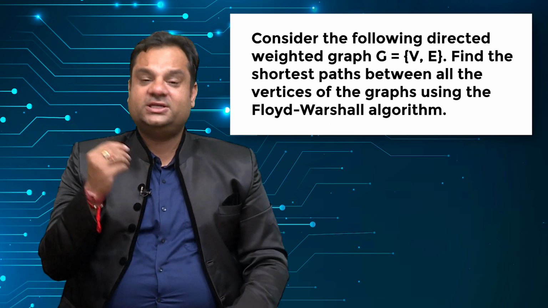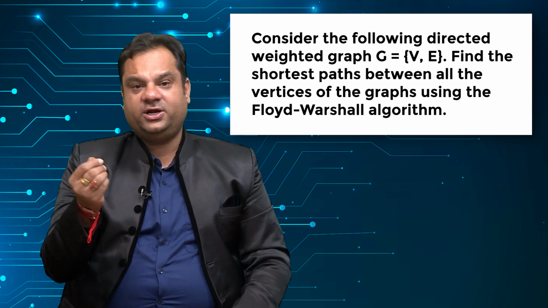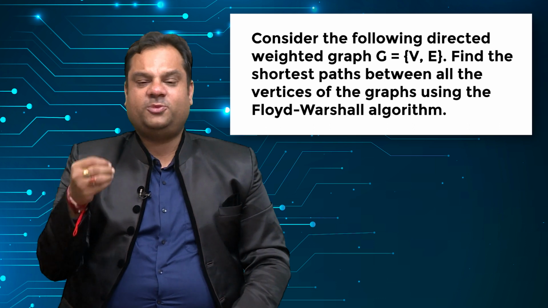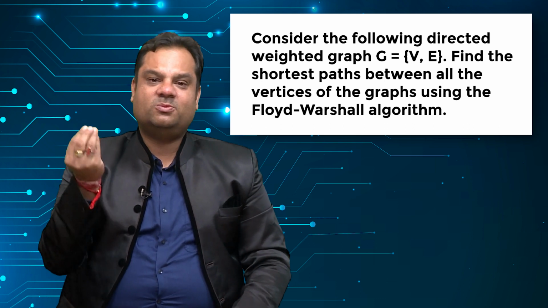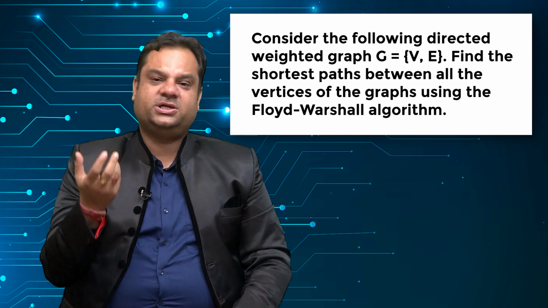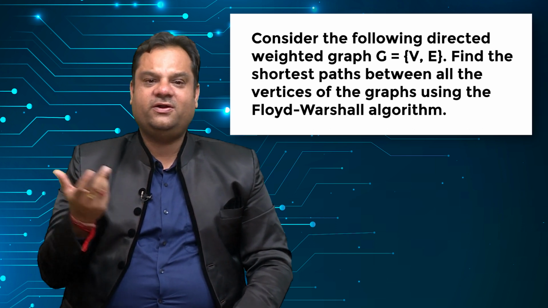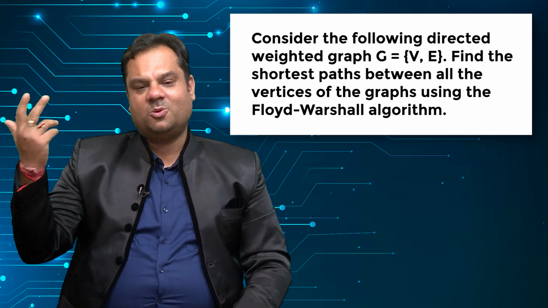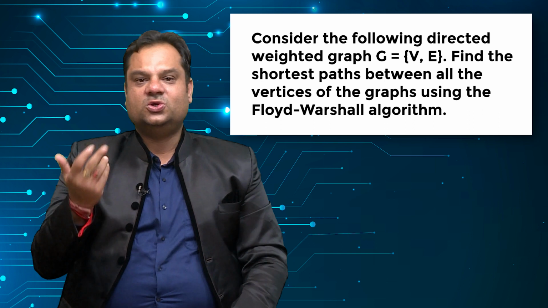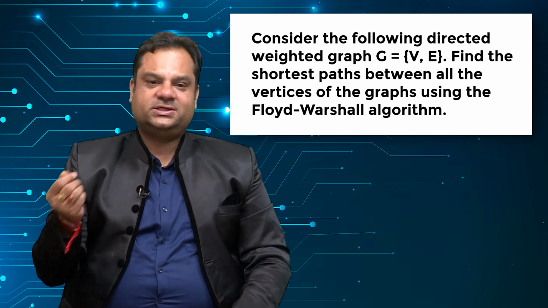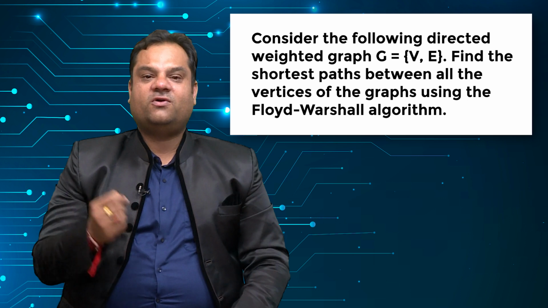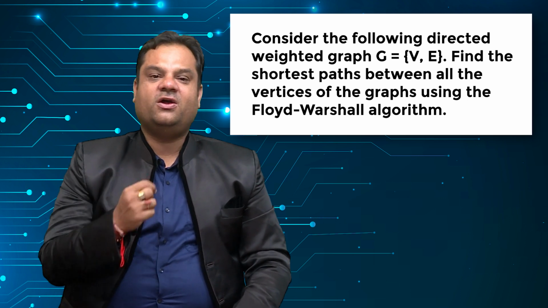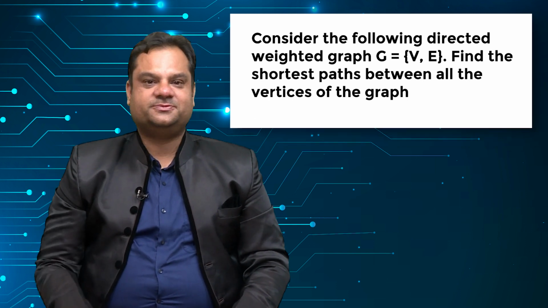So consider the same with weight also. Consider the following directed weighted graph. It means on the edge we put some weight. It is a combination of how much time it will take, the congestion, and a lot of factors will be considered inside the weight. If the weight is high, then definitely it will take more time and more complexity to reach the destination. So in the following directed weighted graph G, we find the shortest path between all the vertices of the graph using the Floyd Warshall algorithm.